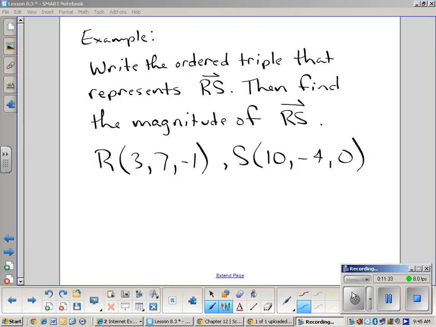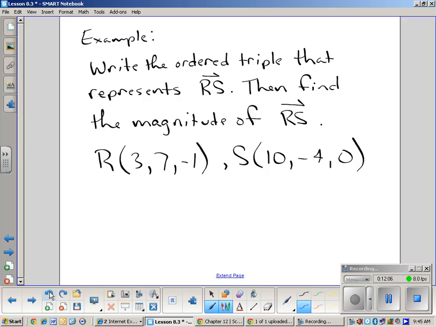So our example: write the ordered triple that represents vector RS, then find the magnitude of vector RS, given that R is the ordered triple 3, 7, negative 1, and S is the ordered triple 10, negative 4, 0. Okay? So we're going to go through this just like we did yesterday, except we add the third dimension. All the rules today are the same as they were yesterday, with the exception of we have this third dimension out here, this z value. Okay? So we have to throw that in.